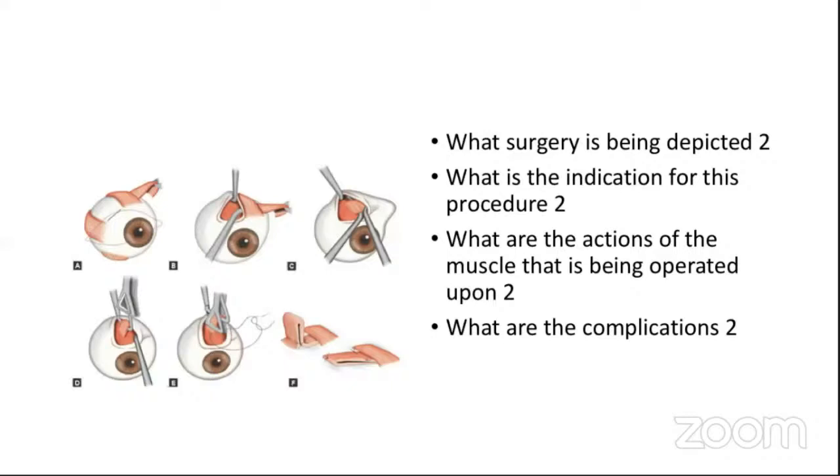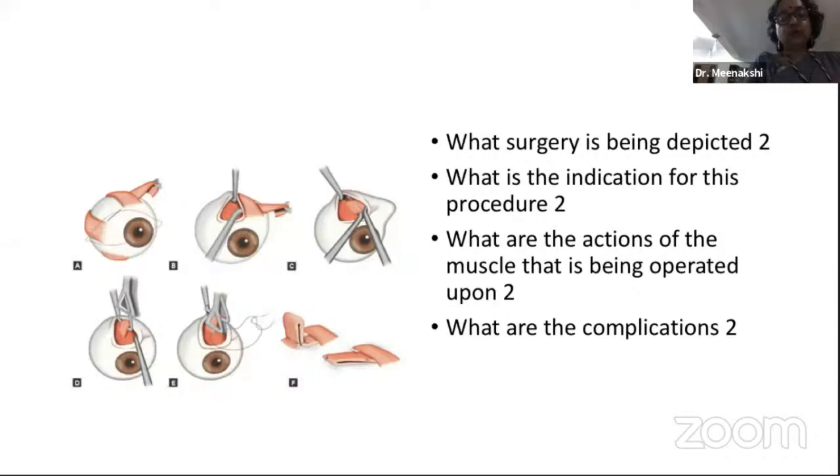Very good. You see, the question is not what muscle is being operated upon. The question is what surgery is being depicted. But what you did is absolutely right. You went quickly to the part of the question that you knew the answer to. That's the way to approach it. Now, if you look at all these little pictures here, is there an instrument there that tells you this is the surgery that's going on? Are you able to say? Look at D and E. Is there an instrument there that can tell you? So it's a good idea to look at atlases.